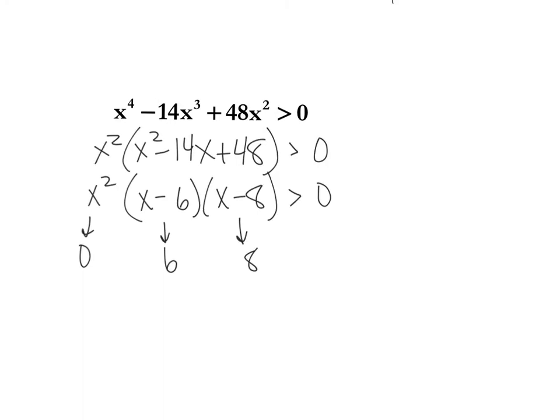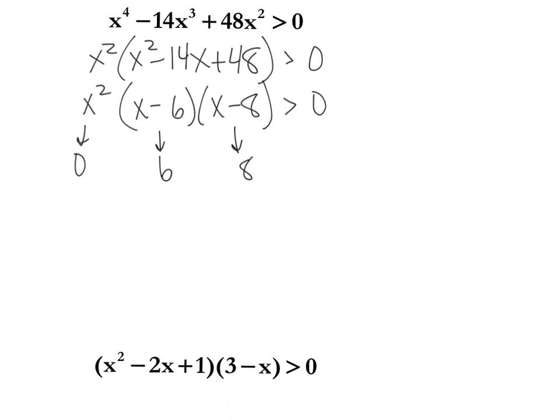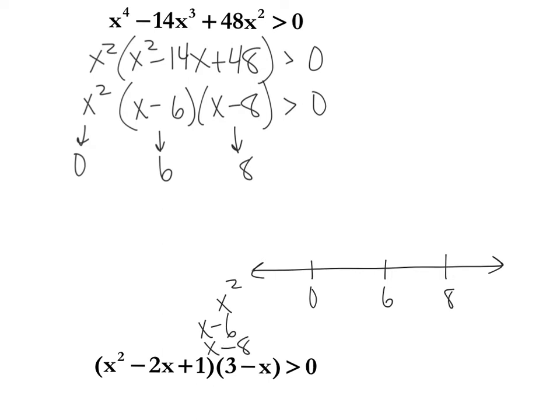Okay, so I'm going to go ahead and draw the number line so that I can get this thing set up. I'm putting my numbers on the number line in order. 0 goes first, then 6, then 8. And I'm going to line up my factors. One of them is x squared, one of them is x minus 6, and one of them is x minus 8. Okay, so again, let's think about this x squared for a second. No matter what kind of number you pick on the number line, isn't x squared always positive? That's what makes this one a little bit different, is that for x squared, it's positive everywhere.